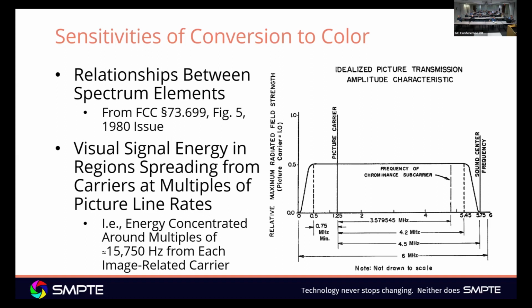So as I mentioned, the visual signal energy resides in regions surrounding the harmonics of the visual carrier, or of the line rate, actually. So we're talking about multiples of the picture line rates. And that energy, therefore, in the early days was in multiples of the 15,750 line rate of the monochrome signal.